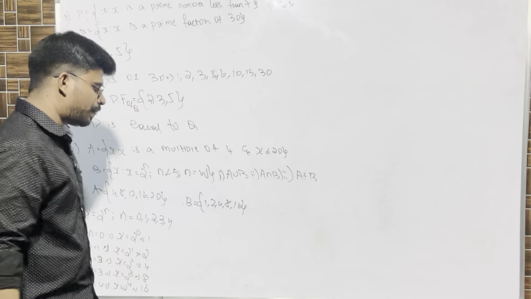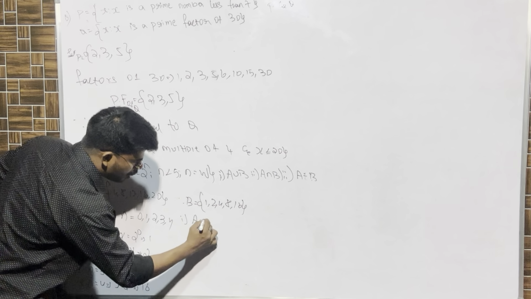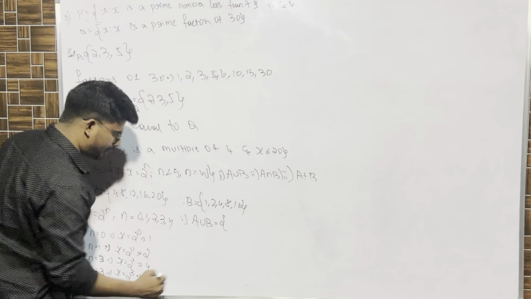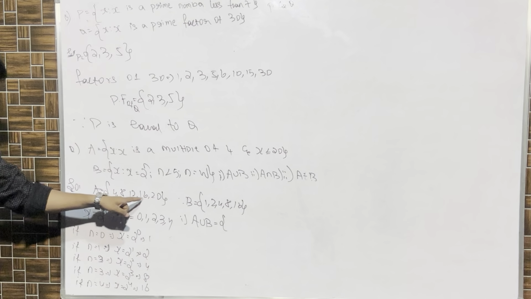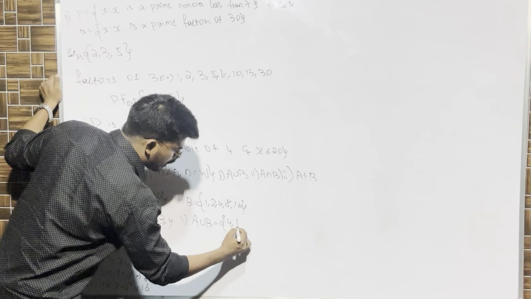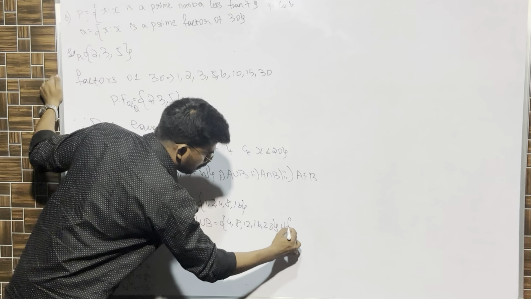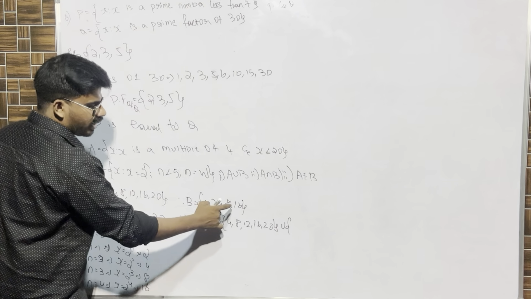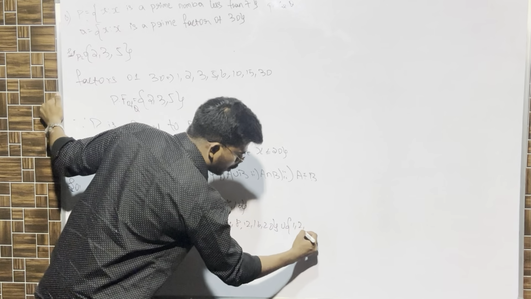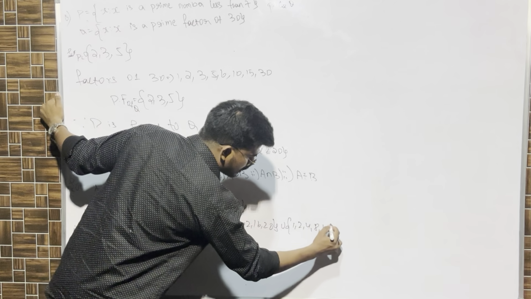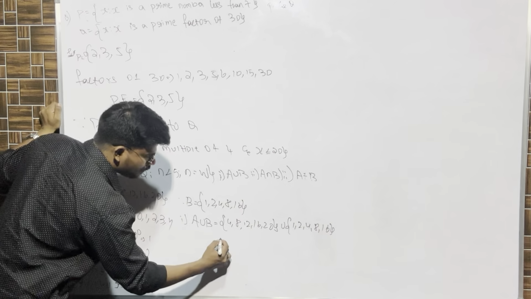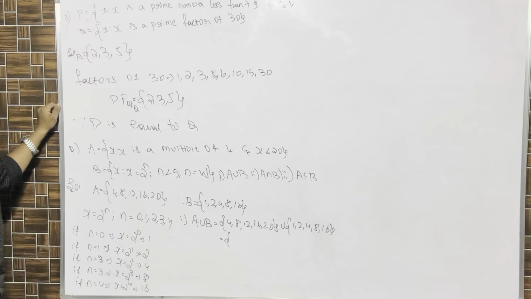First one, A union B. What is A? 4, 8, 12, 16, 20. Union B: 1, 2, 4, 8, 16. Union in the sense? Common terms only once, apart from common, all the other terms.